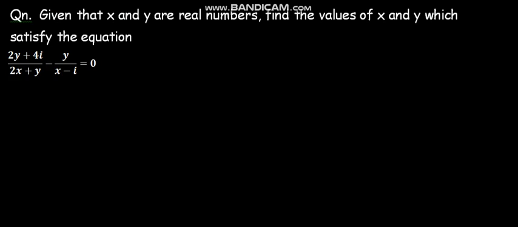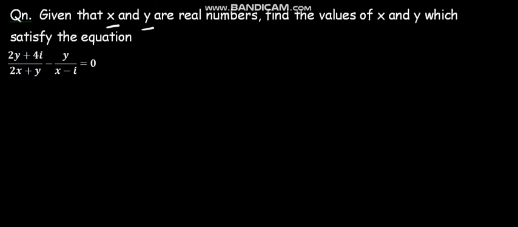Welcome. In this video we are going to look at how to find unknowns, say x and y, from a complex equation. So we have (2x + 4i)/(2x + y) − y/(x − i) = 0. They want us to find the values of x and y from that equation that can satisfy it. Is that okay?